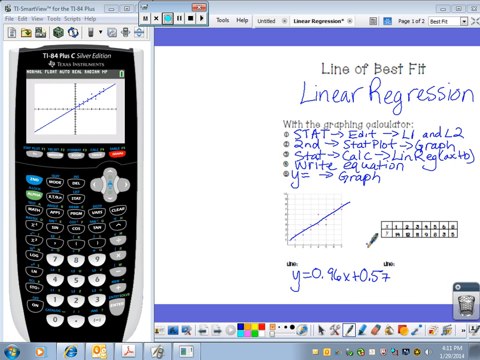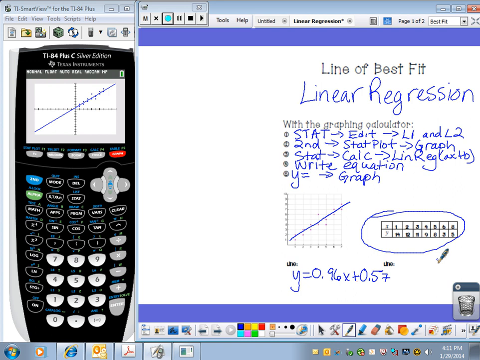So go ahead and try it if you have a calculator. Try it with the table here. These are your X values, these are your Y values, and tell me what you get.